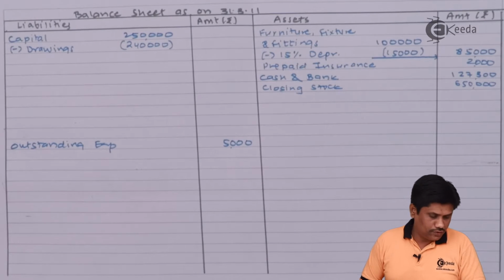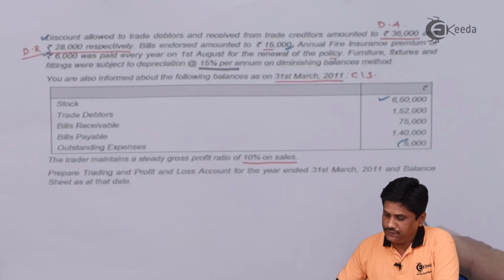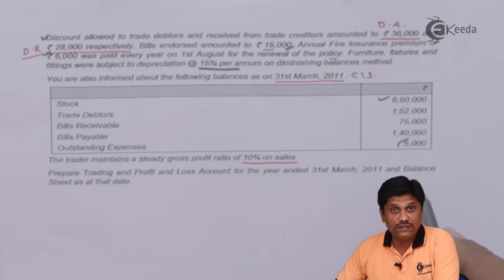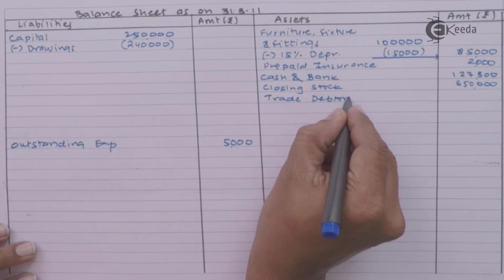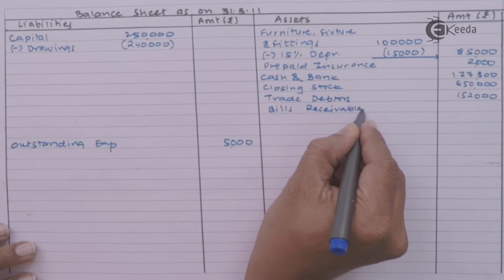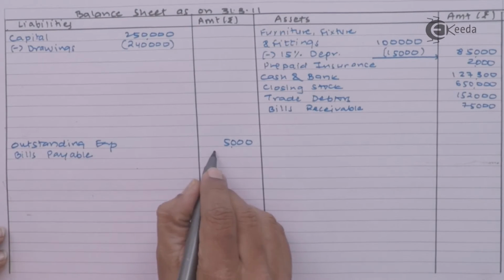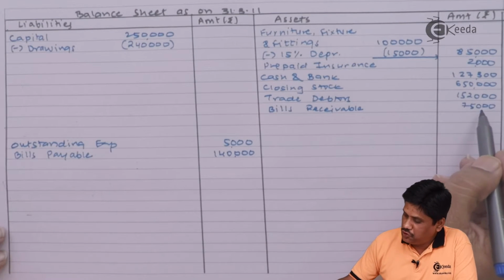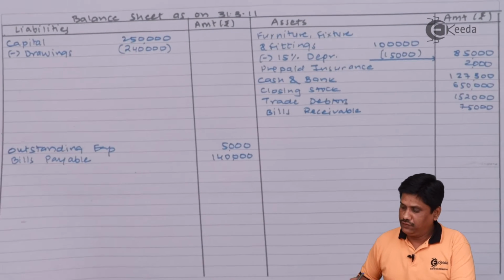So we have recorded closing stock. They gave you the closing balances of debtors, bills receivable and bills payable. So I am noting down these balances firstly in the balance sheet and then in the respective accounts. I noted those things in my balance sheet: debtors, bills receivable and bills payable. This will be the closing balance of the respective account.